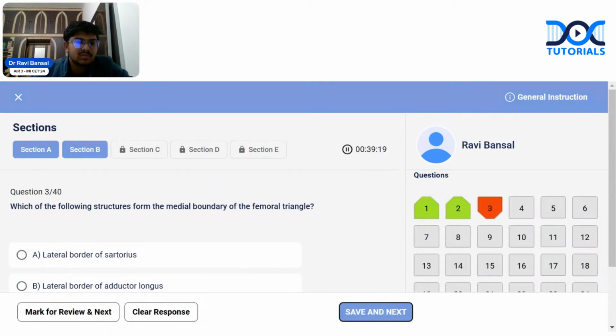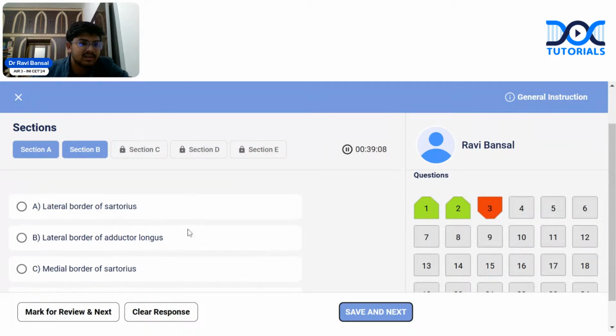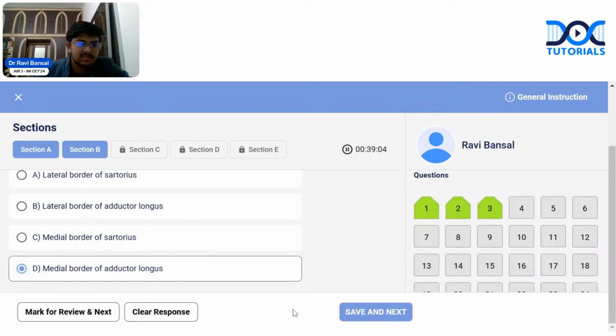Which of the following structures forms the medial boundary of the femoral triangle? This is a basic cramming anatomy question. You just remember the boundaries of all the triangles in anatomy. The medial boundary of the femoral triangle is formed by the medial border of adductor longus. This is just a memory-based question.